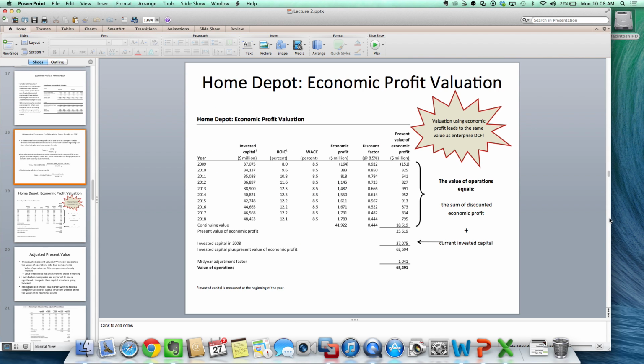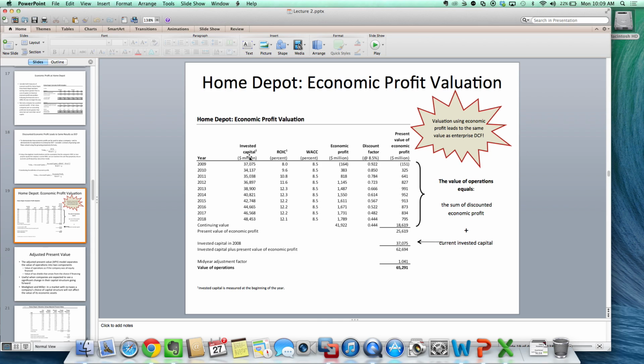Model number 2, economic profit. I think the book does a good job of explaining economic profit. If you have any questions about it specifically, please ask in class on Wednesday. But that's the next step, which is looking at the economic profit model. Here's what's going to be different. This is model number 2.